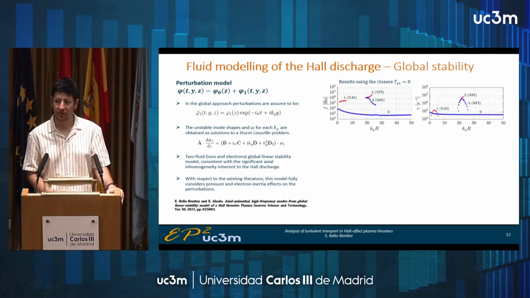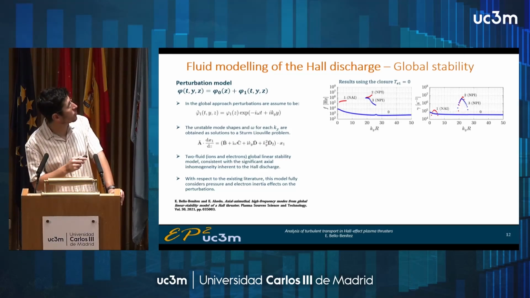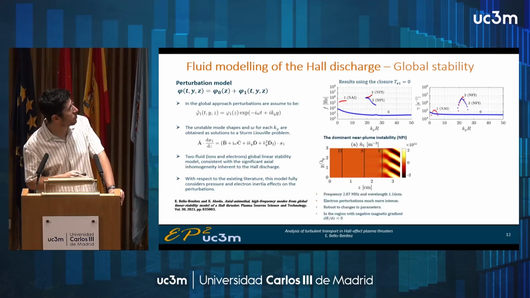Okay, and the type of results that we obtain. As I mentioned, we can obtain frequency and growth rate of the different waves, the different modes in the plasma, as a function of the azimuthal wave number, okay? And in terms of the growth rate, we obtain two main modes, okay? We have these modes here, which are near plume instability modes.